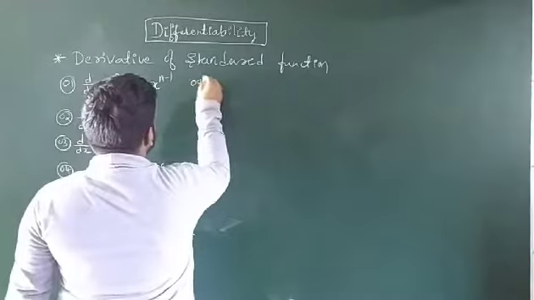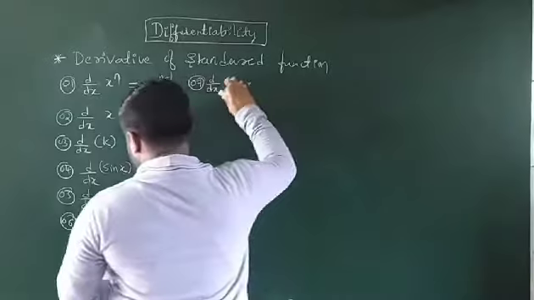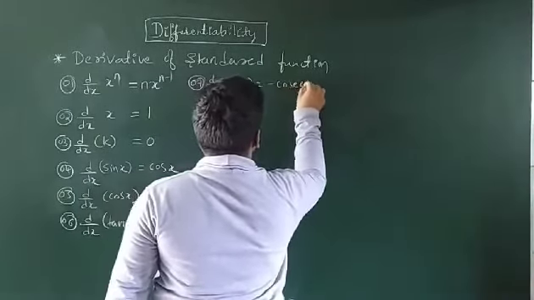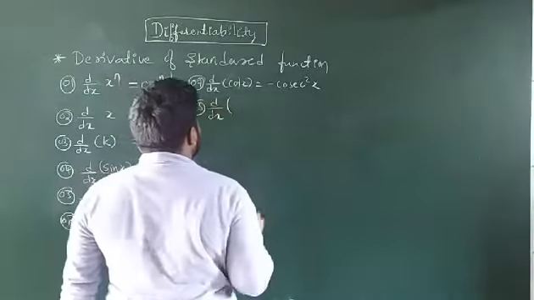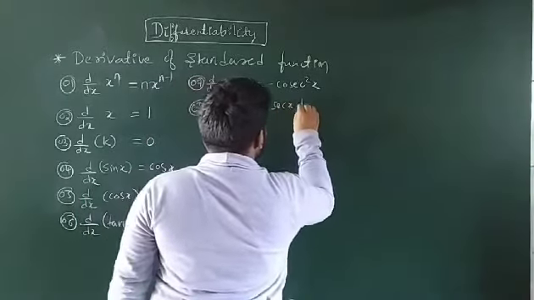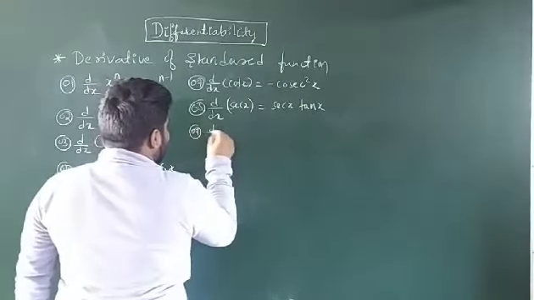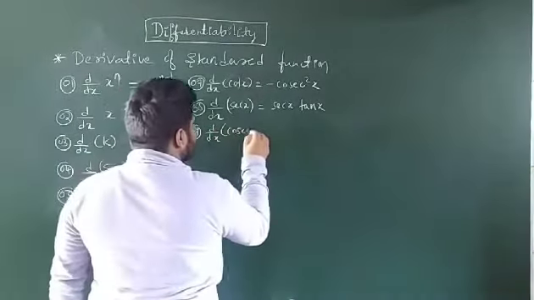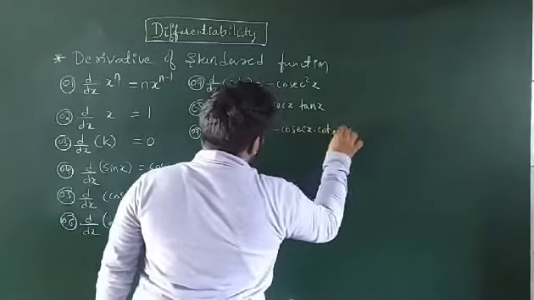Then seventh one, after tan x, you take cot x. Differentiation of cot x is minus cosec square x. Eighth one, d by dx of sec x is sec x into tan x. Ninth one, d by dx of cosec x is minus cosec x into cot x.